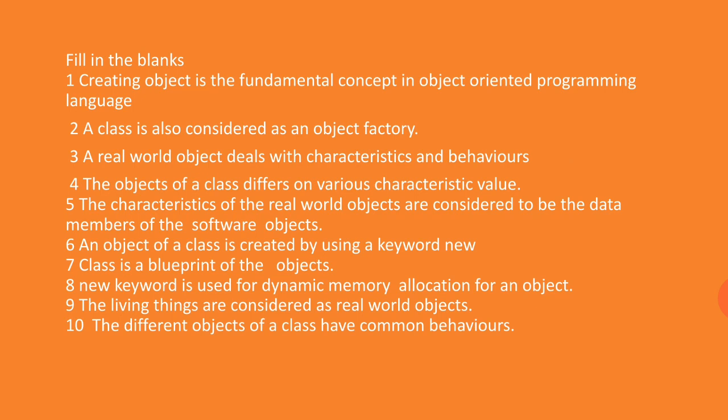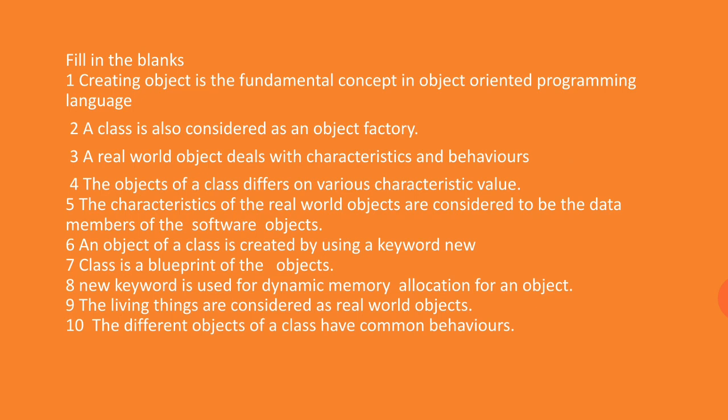Second, a class is also considered as an object factory. Third, a real world object deals with characteristics and behavior. Fourth, the objects of a class differs on various characteristics value. Remember characteristic value, because that statement is given wrong in the book, so I have corrected that. Differs on various characteristics value.